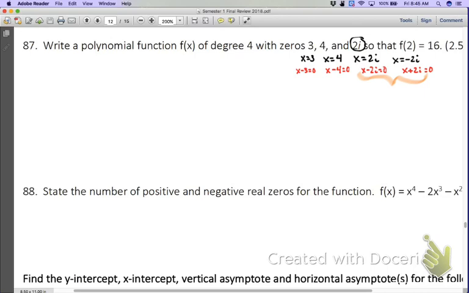So whenever I take x minus 2i and x plus 2i and I multiply those two together, I'm going to get x squared. I'm going to get a positive 2ix, a negative 2ix, and then I'm going to get a negative 4i squared. Now, what is i squared, though?